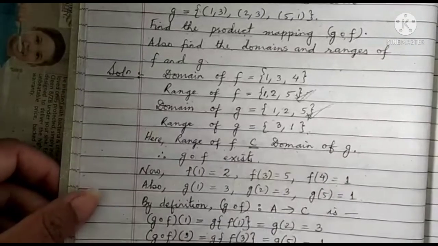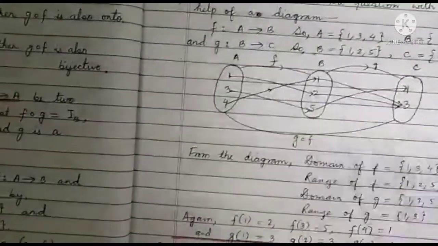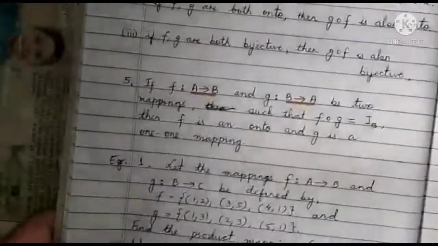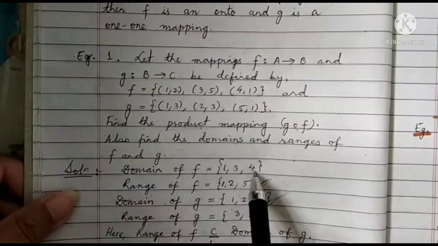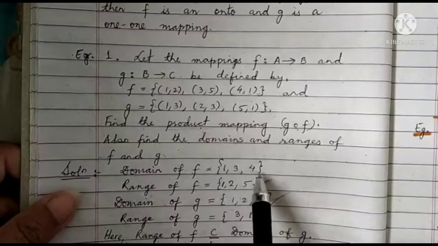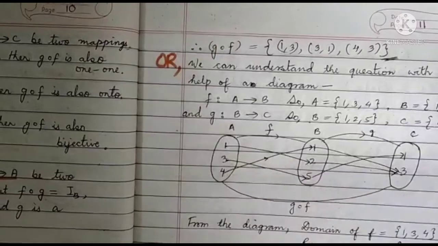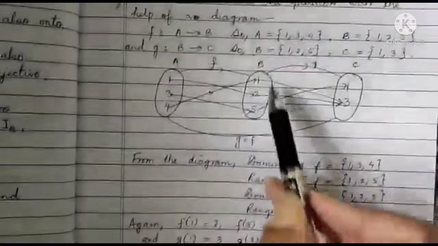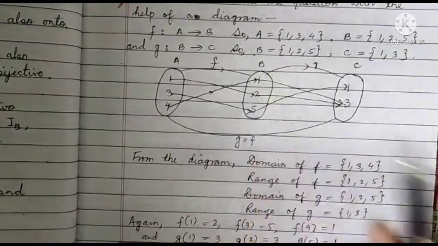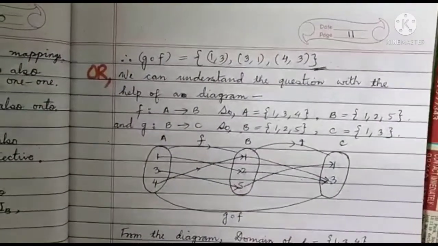Okay, now for finding out the product mapping, let us look at the diagram. Now you are given that domain of F is 1, 3 and 4. That means your set A contains 1, 3 and 4. Next, domain of G is 1, 2 and 5. That means the set B contains 1, 2 and 5. And the third one is range of G is 3 and 1. That means your set C contains 1 and 3. So these are your elements.